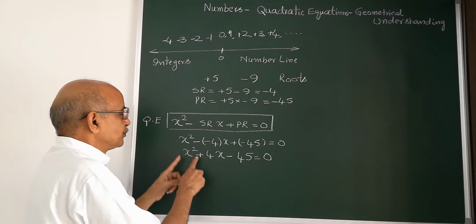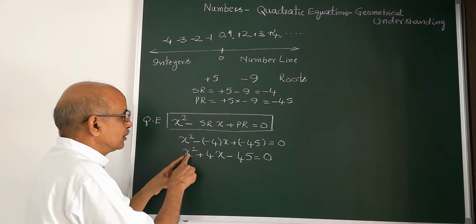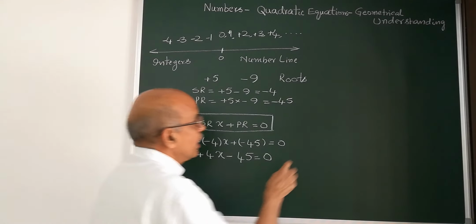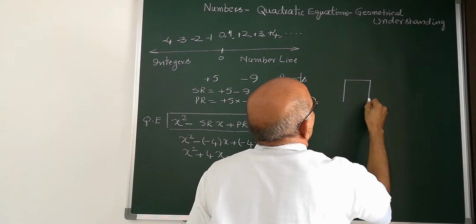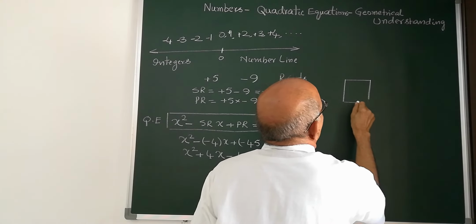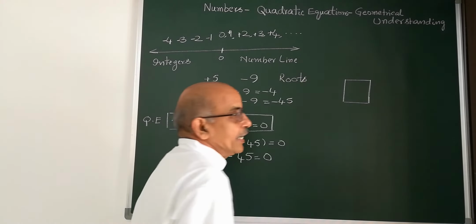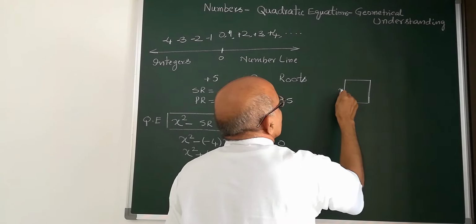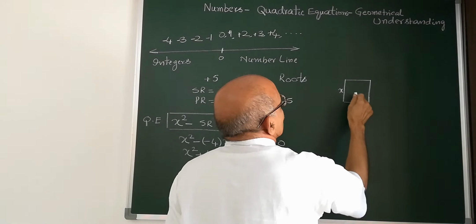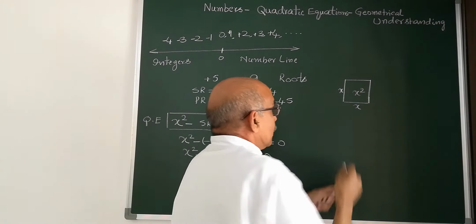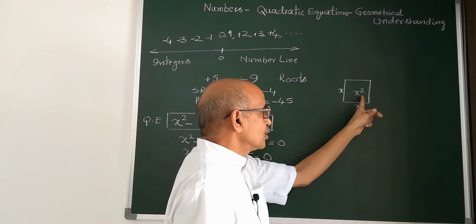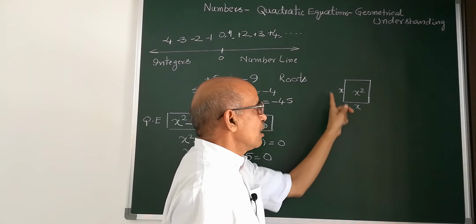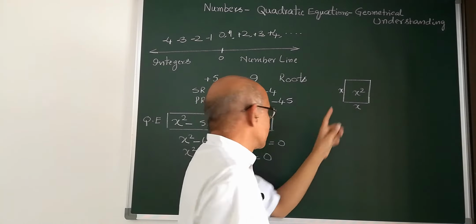Now let us see. What do you mean by x square? This represents a square of side x. This is x. So the area of the square is side into side. So x square represents the area of a square whose side is x.